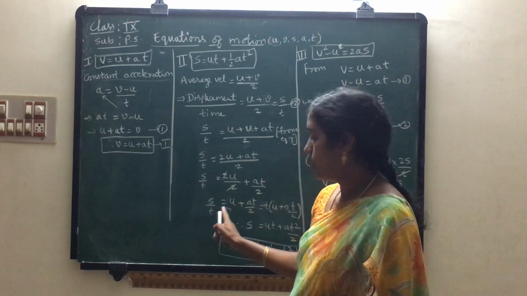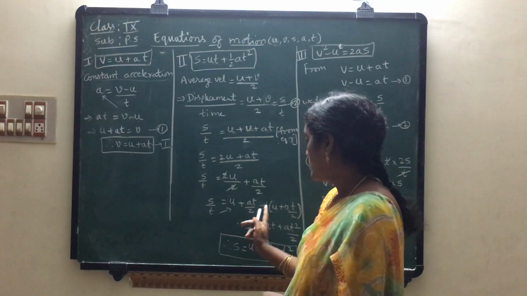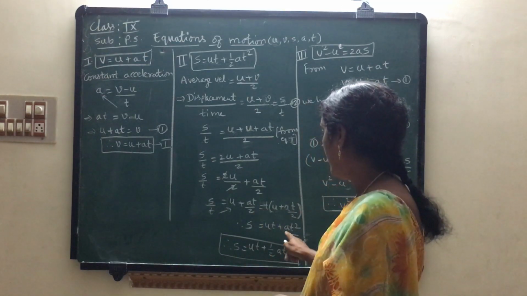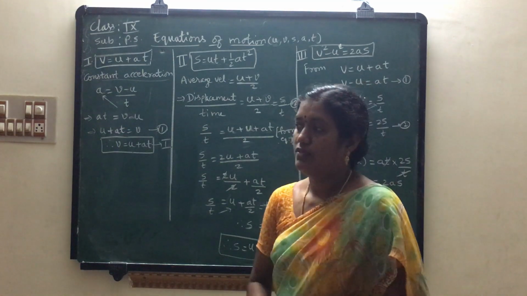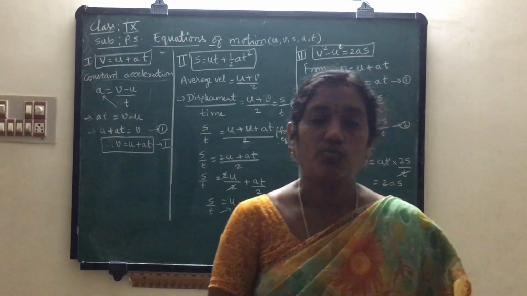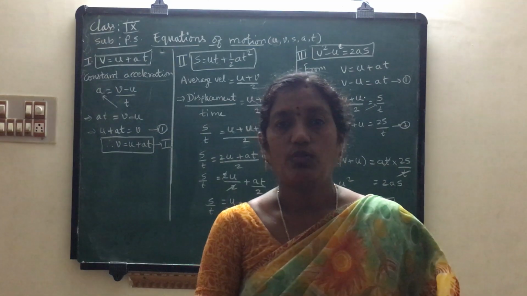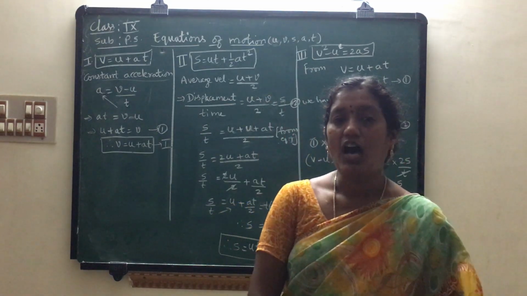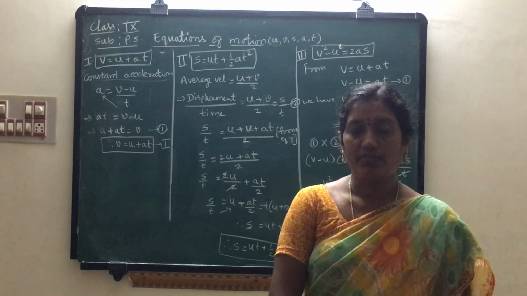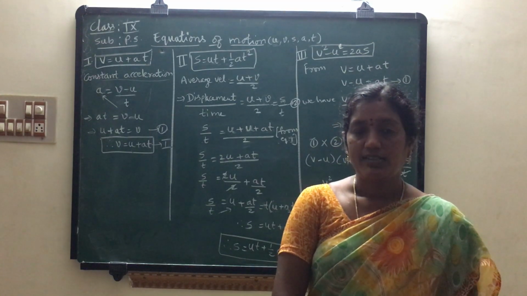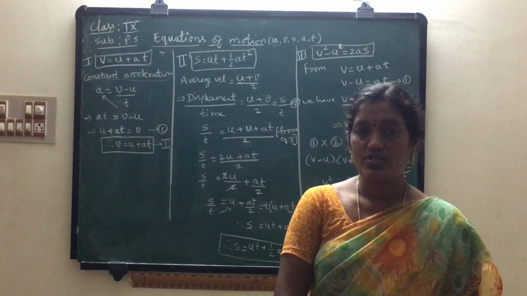After that, you have to cross multiply. Okay children, after cross multiplying, you have to divide by 2 like this, and then at square. Therefore, what is the second equation of motion, children? s is equal to ut plus half at square. This is the second equation of motion, children.